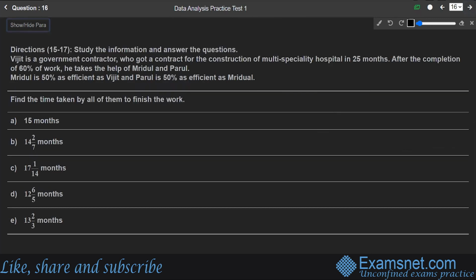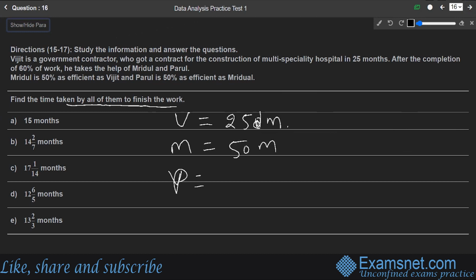Now, they're asking find the time taken by all of them to finish the work. So we can say Vijit can complete the work in 25 months. Now, Mridul's efficiency was 50%. So Mridul would have taken double the time, that is, he would have taken 50 months. Parul's efficiency was half of Mridul. Mridul can do it in 50 months. Parul's efficiency is just half of Mridul, so Parul can take 100 months, double the time. Okay, so these are their efficiencies.